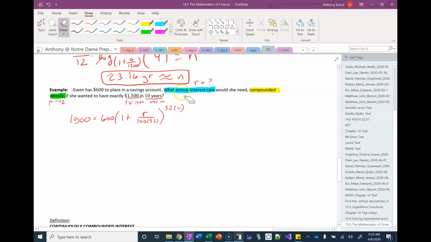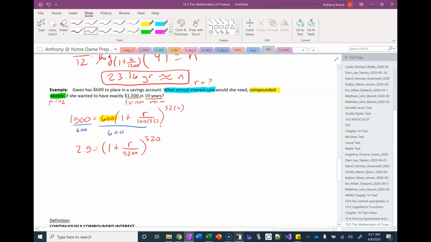Okay, so the first thing I need to do is get rid of this 600. So just like we did before, we'll divide both sides by 600. So when I do that, I get 2.5. And again, I'm going to go ahead and multiply this and just make that 5,200, make that 520.